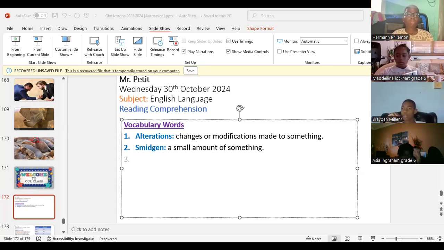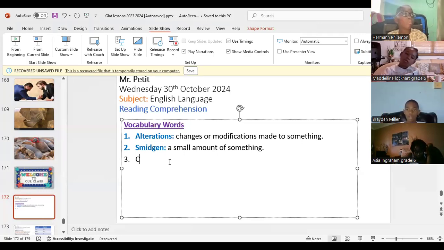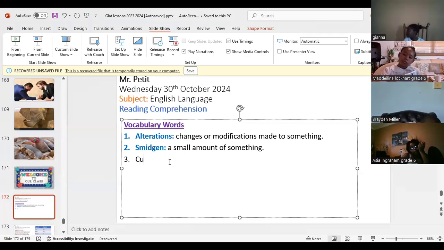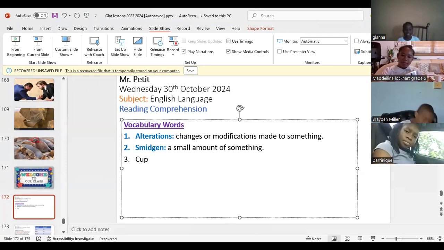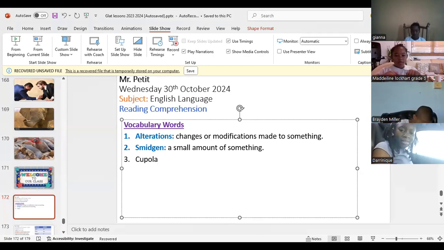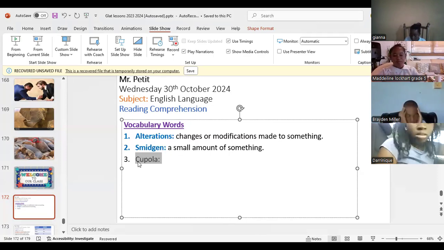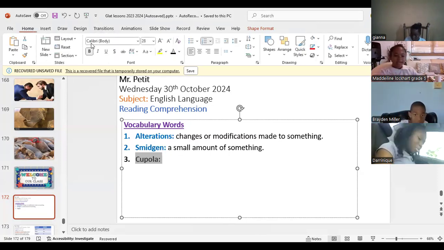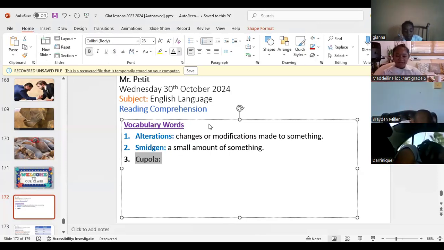All right, next word. This is probably going to be the hardest word. C, U, P, O, L, A. That's the word, cupola. Cupola. Very short word.